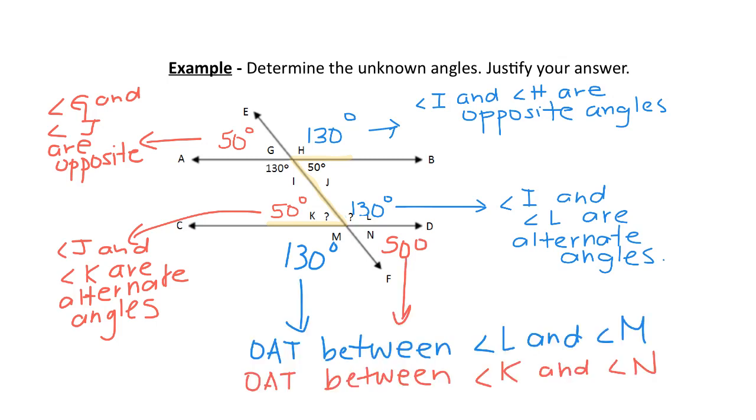And I've gone ahead and filled in the justifications for angle M and angle N. I said that there is an opposite angle theorem, or OAT, between angle L and angle M. That's how we got the 130 degrees. And I also know that there's an opposite angle theorem, or OAT, between angle K and angle N. So both of those angles had to be 50 degrees.